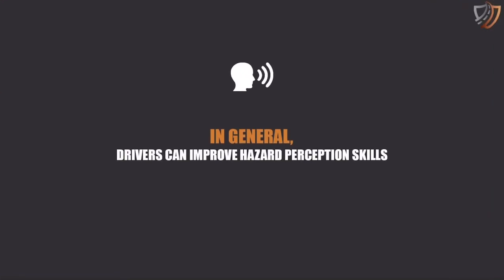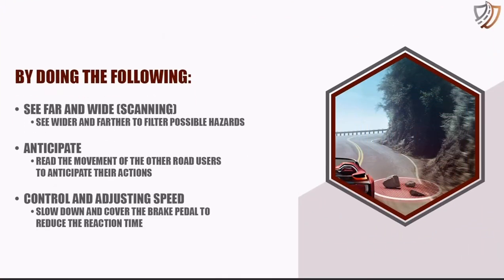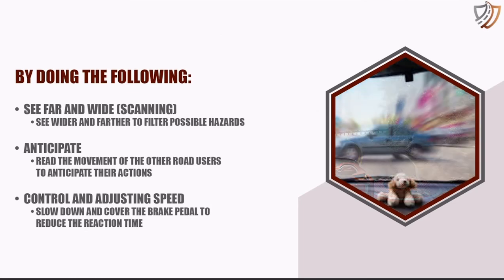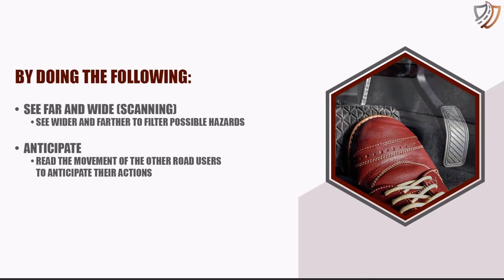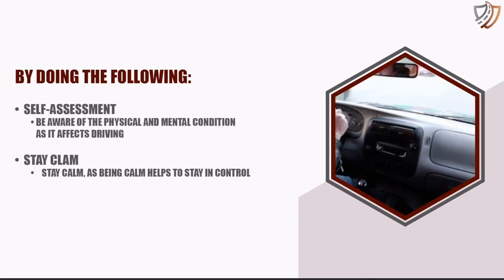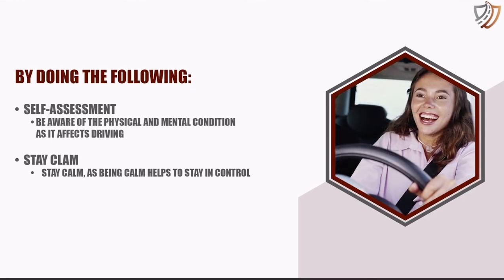In general, drivers can improve hazard perception skills by doing the following: see wider and farther to filter possible hazards. Read the movement of the other road users to anticipate their actions. Slow down and cover the brake pedal to reduce the reaction time. Be aware of the physical and mental condition as it affects driving. Stay calm, as being calm helps to stay in control.